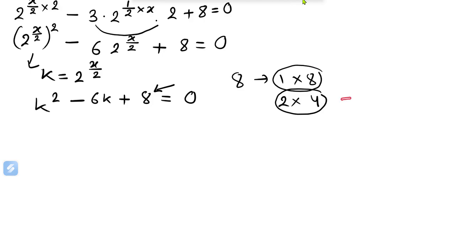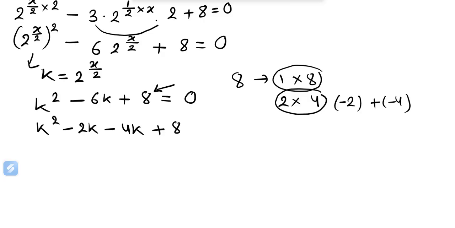But from here, if you add minus 2 and minus 4, here is minus 6. So we get minus 6 from minus 2 plus minus 4. Now we can write this relation: k squared minus 2k minus 4k plus 8 equals 0. So we divide minus 6k into minus 2k and minus 4k.